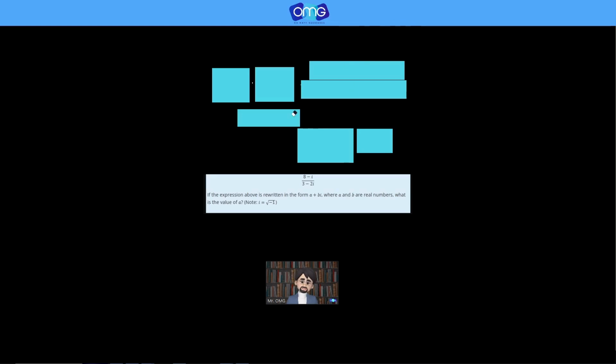If the expression above is rewritten as A plus BI, which is 8 minus I divided by 3 minus 2I, what is the value of A here? So from here, we must multiply it by the conjugate. This is a complex number. The conjugate is 3 plus 2I, over 3 plus 2I.